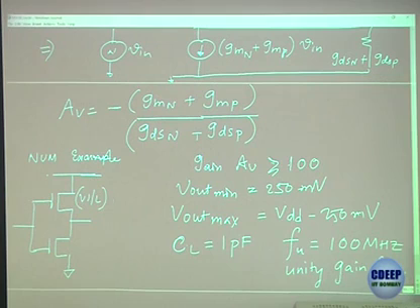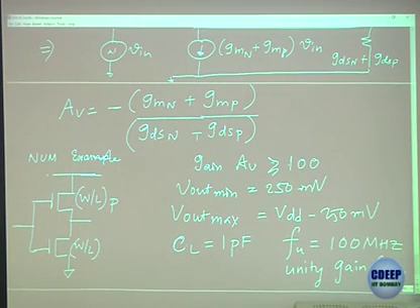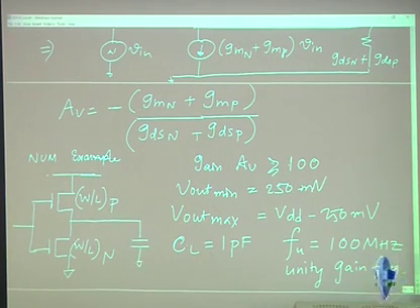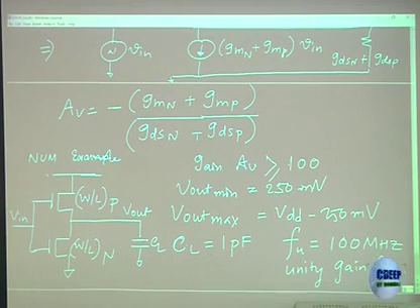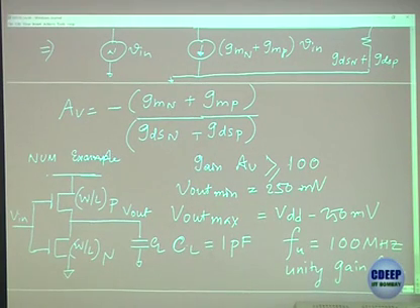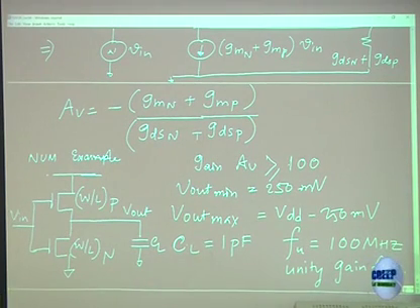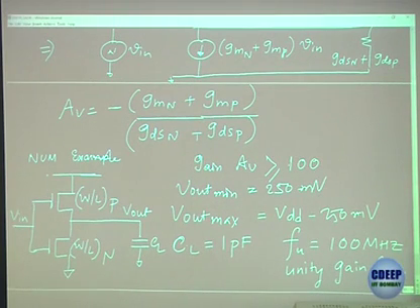So we have W by L of P, W by L of N, this is the CL and this is the out. This is VN. Okay, so this is what we are going to design right now. These are the conditions. We want gain to be greater than or equal to 100 and V out minimum. What does V out min and V out max tell you? Yeah, VDsat1 and VDsat2, that is what it is telling you. It is telling you that VDsat of each transistor has to be less than 250 millivolts, because we want the swing to be beyond that.